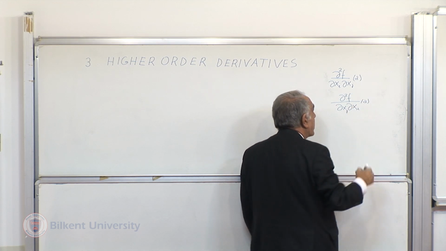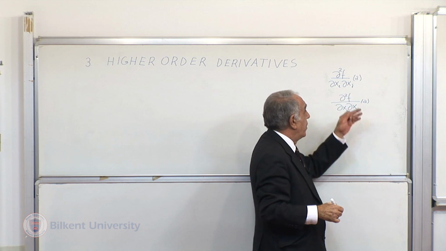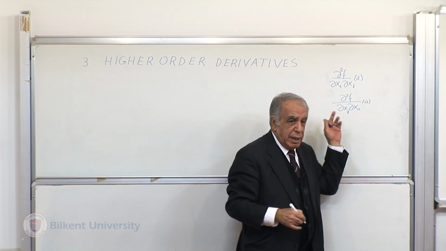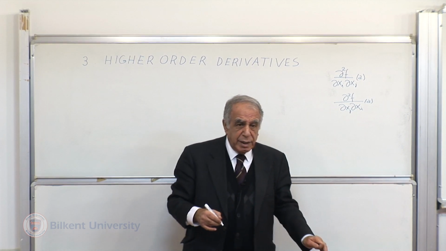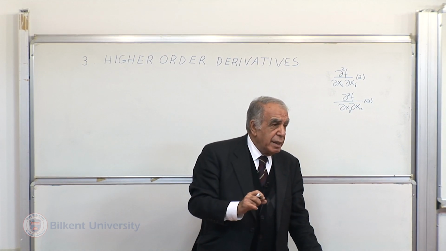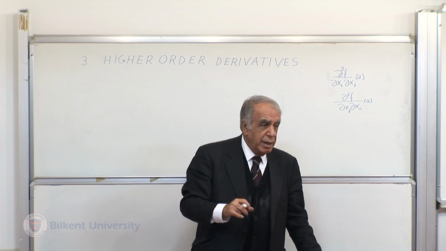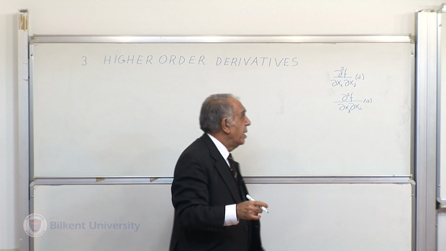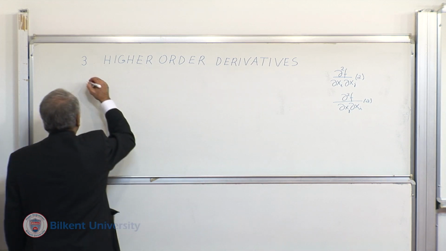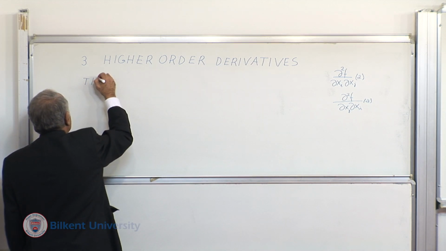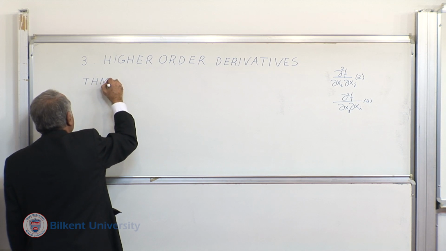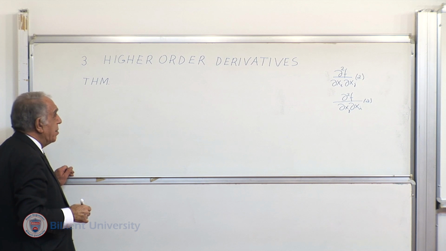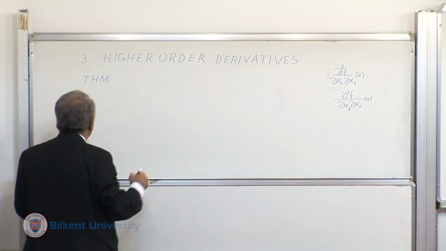Now we are interested in what conditions on f will guarantee equality between these two. That is, when is the order of partial differentiation interchangeable. So we'll start with the theorem which will give information about that question.